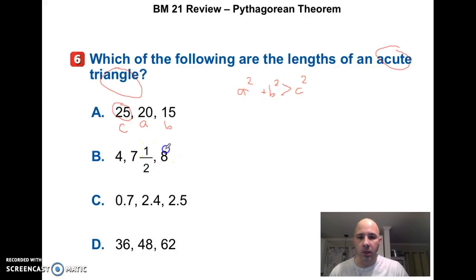I'll do the same thing here. Identify what the C value is. Plug in your A and B. Some of you guys may not like that half, so just convert that to 7.5. And that will work for you.